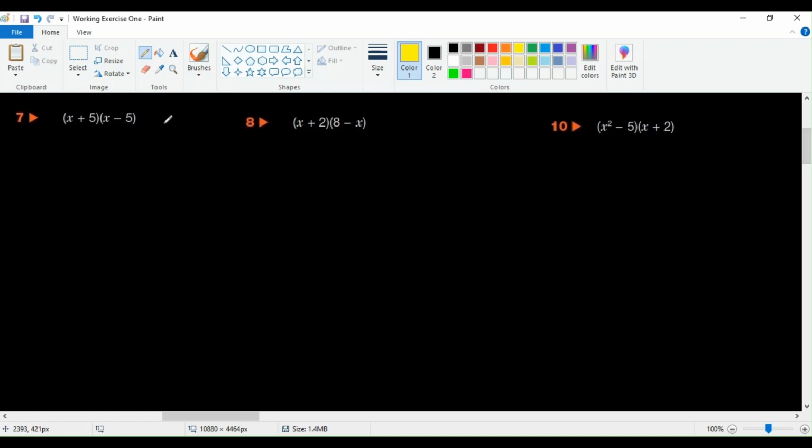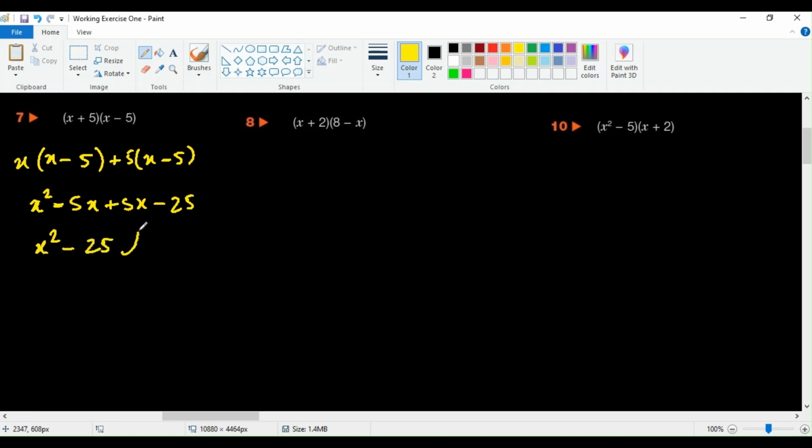If the pink color is not visible properly, I have changed the pen color now. x minus 5, I'm writing two different times, and then I will write x plus 5 like this. So this is going to give us x squared minus 5x plus 5x, and plus minus is a minus 25. So plus 5x and minus 5x are going to be cancelled, and x squared minus 25 is going to be the final answer for this question.